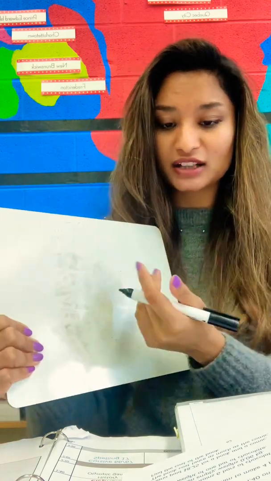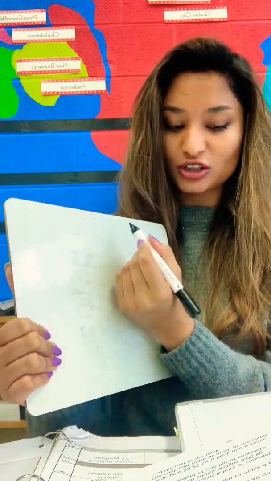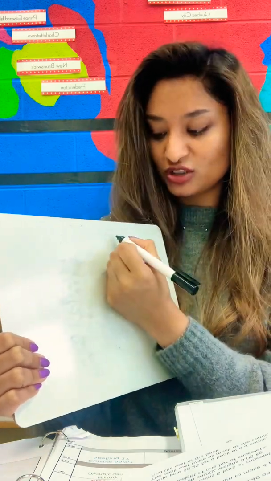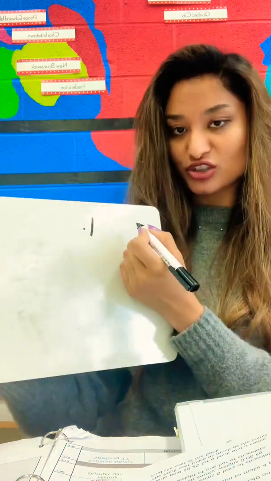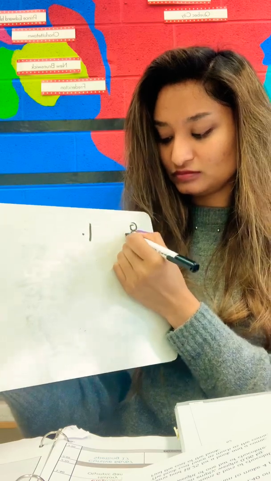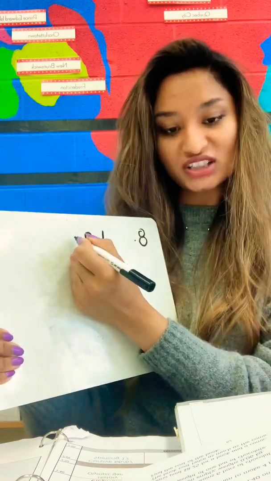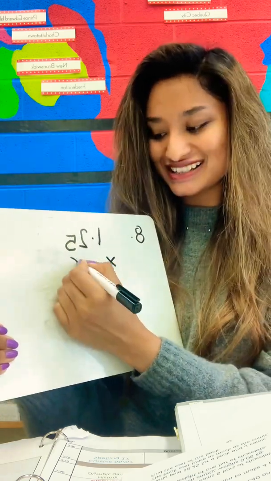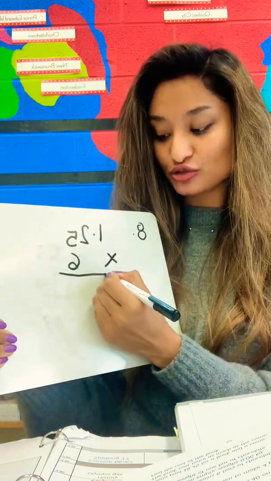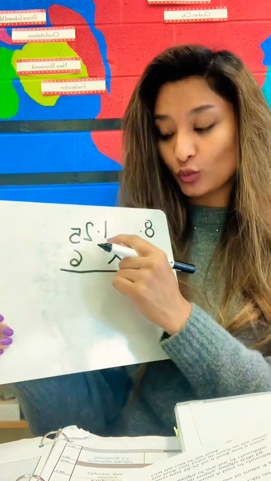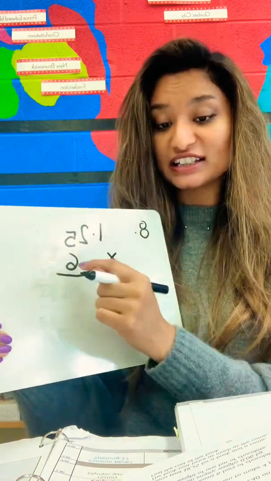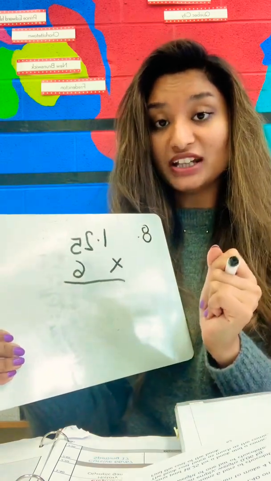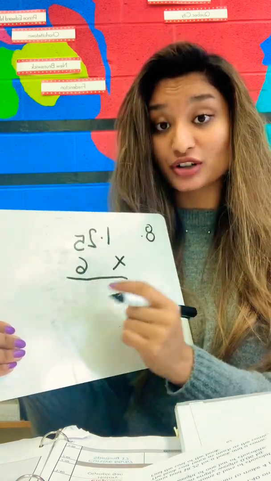So for more, what do we do? We multiply. So let's go ahead. This is question 8. We take 1.25 and we're going to multiply it by 6. So go ahead and do that: 1.25 kg times 6. And that is going to give us our answer.